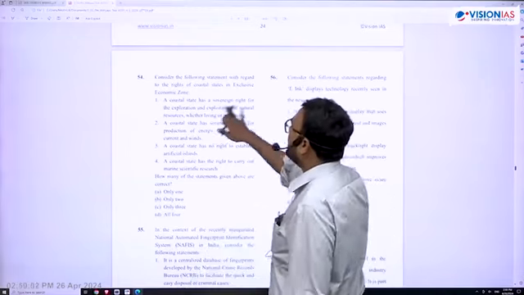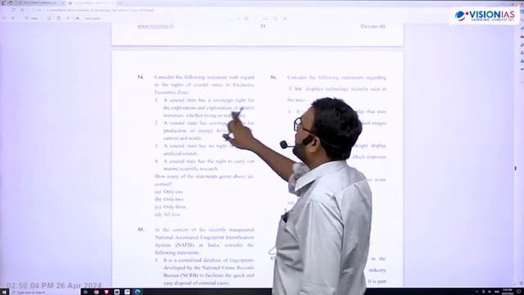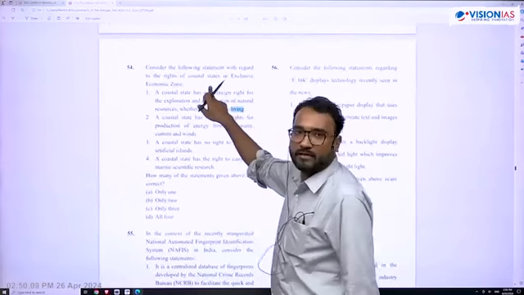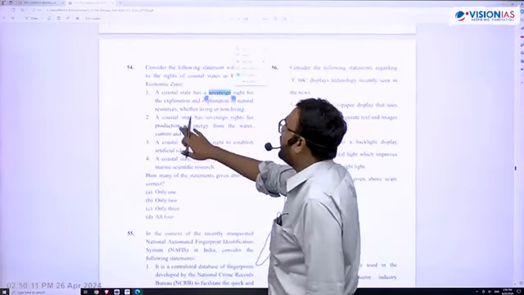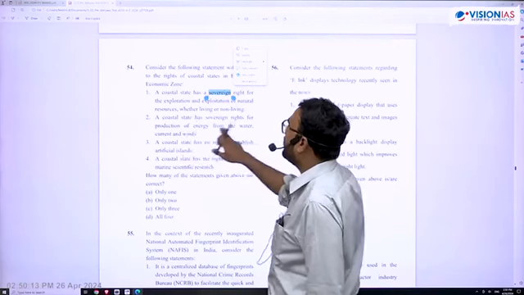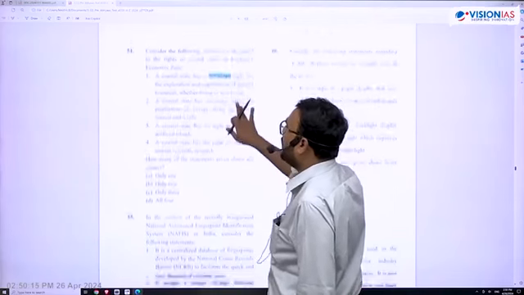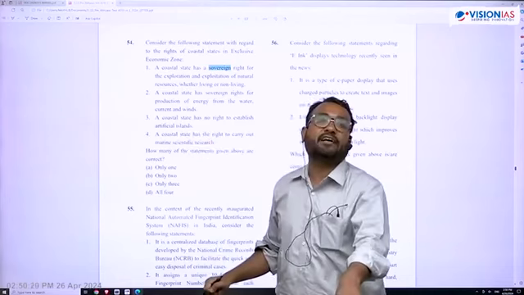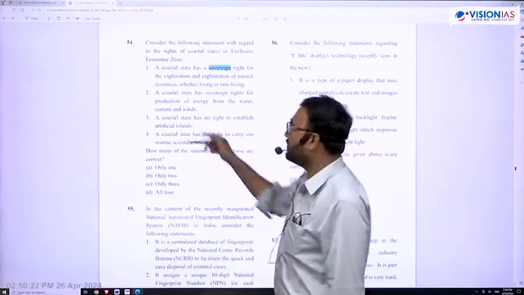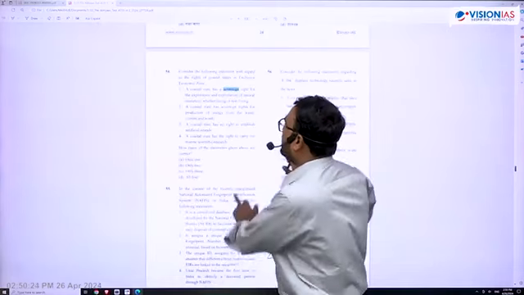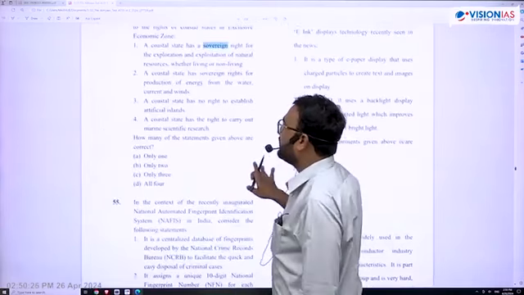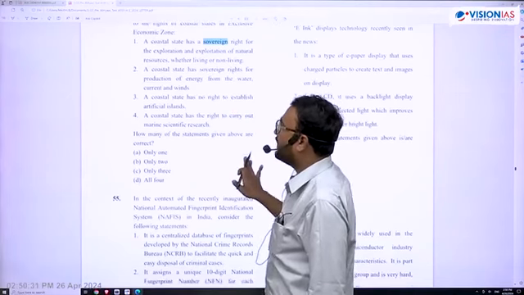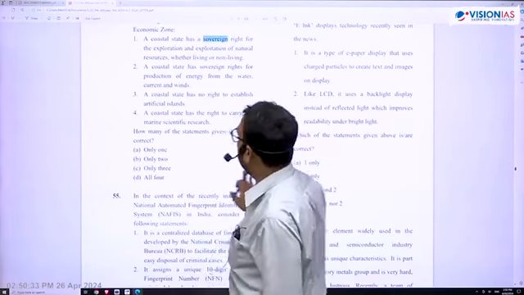A coastal state has a sovereign right over exploration and exploitation of natural resources, whether living or non-living, in the exclusive economic zone. So this is the correct statement. A coastal state has sovereign right for production of energy from water currents, and this is also correct. A coastal state has no right to establish artificial islands? Bilkul, they have a right to establish artificial islands. This is a wrong statement. A coastal state has a right to carry out marine scientific research. This is a correct statement. 1, 2 and 4 is correct. Then we have option 54C for Calcutta. That is only 3. Next question is 61.